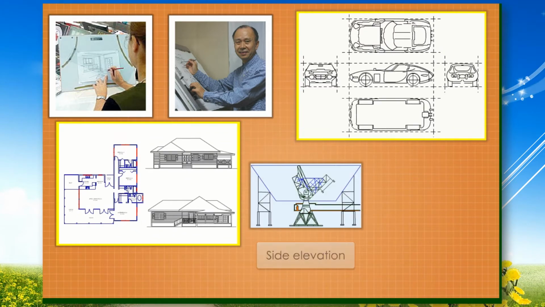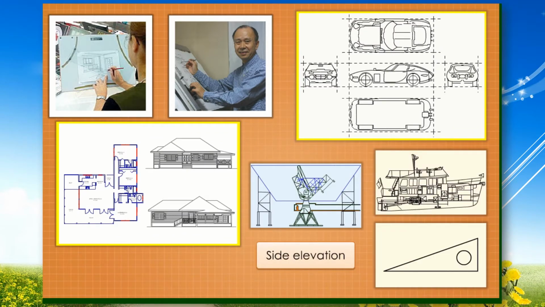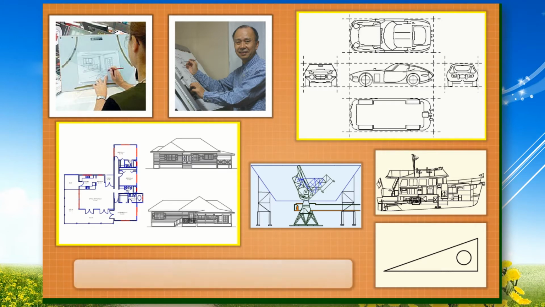These are examples of the side elevation of several objects. Previously, we have learned how to draw the plan and the front elevation. Today, we are going to learn how to draw the side elevation of an object.